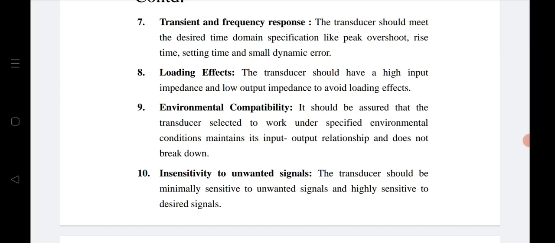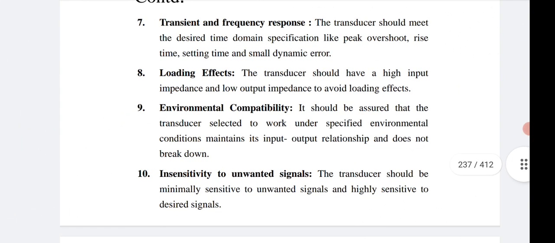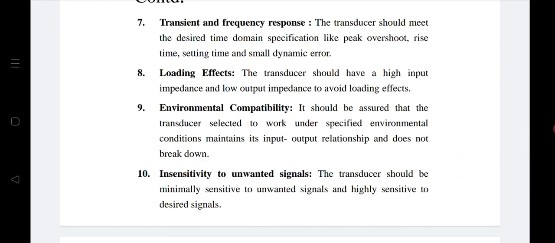Based upon my transient and frequency response, the transducer should meet the desired time domain specifications. If I'm going with time domain specifications, it should meet things like settling time, overshoot, and dynamic error. It should meet those targets.